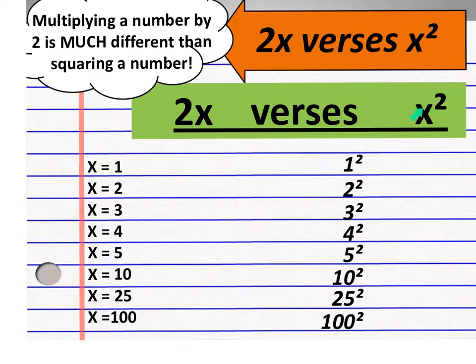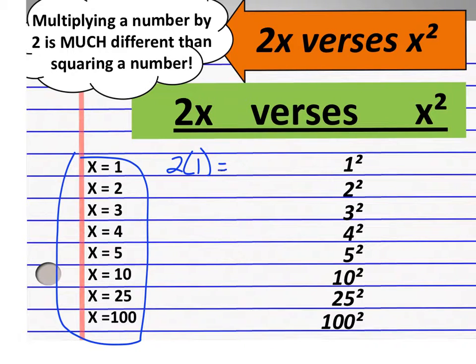Notice they are written a lot alike, except this is a large 2 in front of the x, and this is a little 2 above as an exponent. So let's start with this one and make sure you understand. We're going to take these numbers and multiply them or use them as the x. So 2 times 1 we know is 2. But 1 squared is 1 times 1, which is obviously 1.